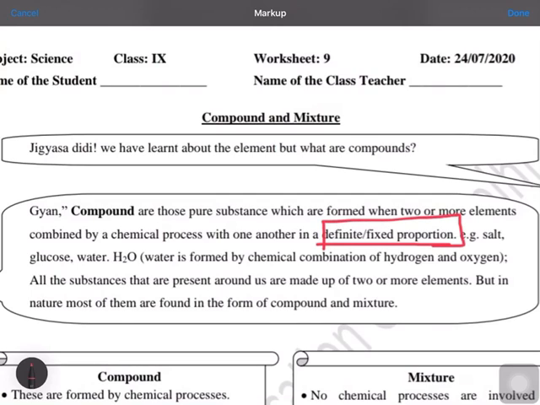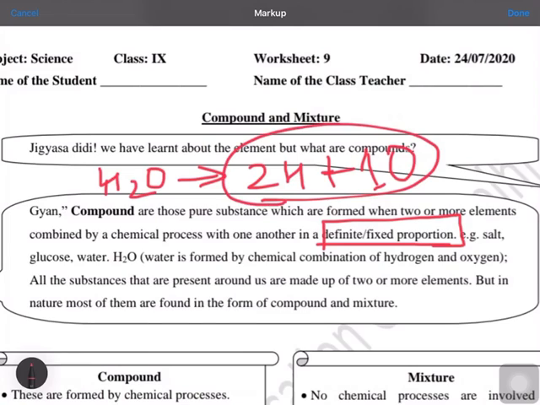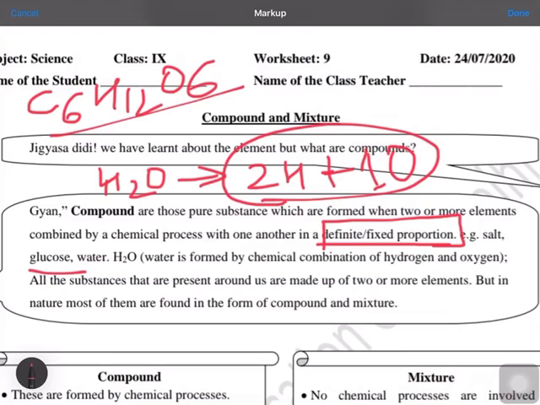That means if we take an example of water, H2O, what are we having? We are having 2 hydrogen plus 1 oxygen. This 2 hydrogen and 1 oxygen ratio is fixed in case of compound. That's why we are calling water a compound. Likewise, there are so many examples. We can take glucose also. What is the formula of glucose? C6H12O6. In this also, the proportion of carbon, hydrogen and oxygen is fixed.